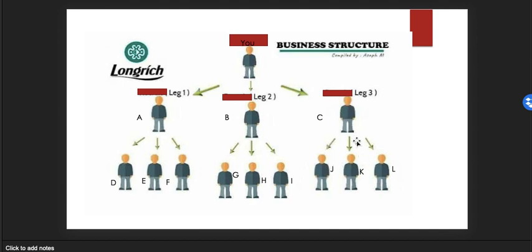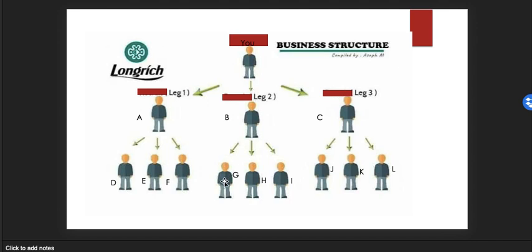So when we run promos, for instance, and they say China promo, 40,000 PVs, 13,000 PV on each leg, all they're saying is this leg must have 13,000, this leg must have 13,000, this leg must have 13,000. It can be Mr. K that did the whole 13,000 with his team. It still counts for you as that leg. It might be Mr. G that did 13,000 here. It counts for you as that leg.